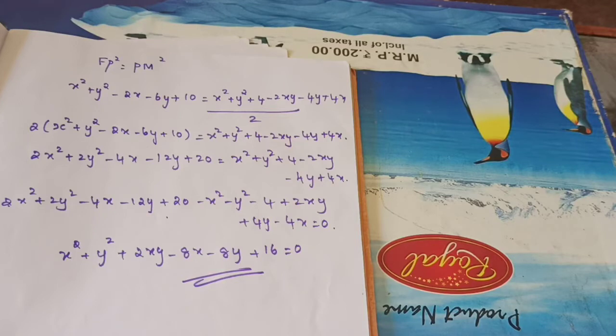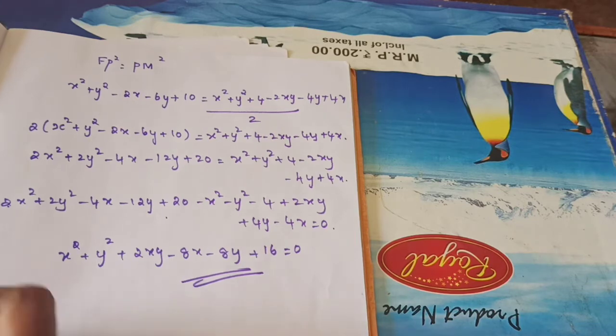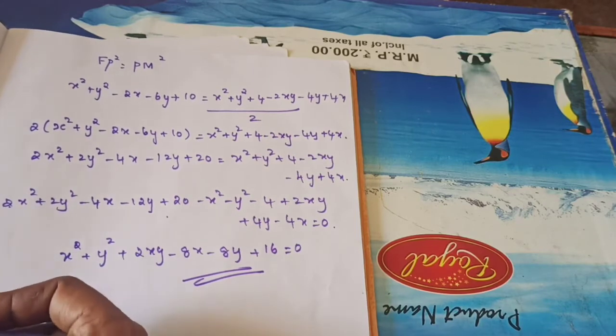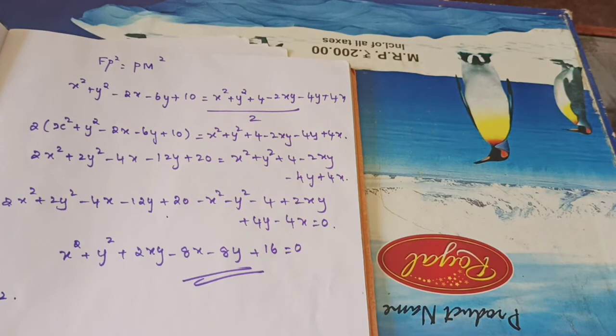So this one you do it. One more problem we will do. Okay, example 3.32. I am reading the question. Find the focus, vertex, equation of directrix, the axis and the length of the latus rectum of the parabola.